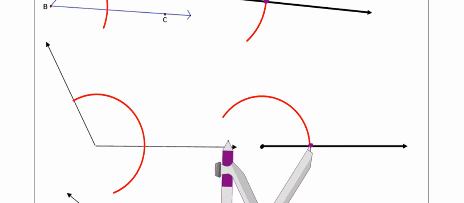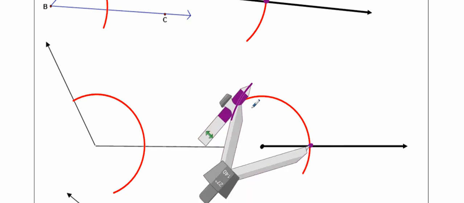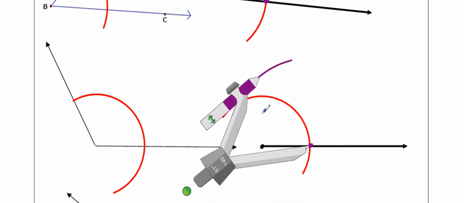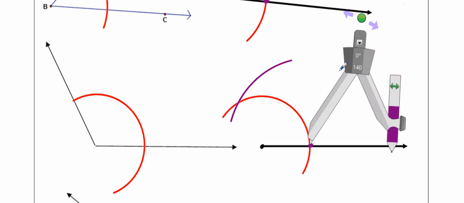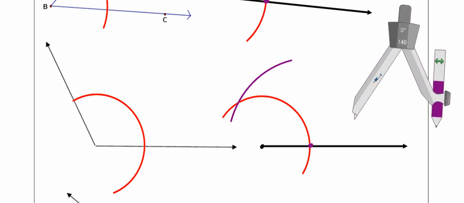Now I want to go ahead and use that compass setting to get my new arc in there. And I'm going to find the spot where those two guys intersect. And then use my straight edge to go ahead and connect the vertex to that point of intersection. It's important to remember as you're completing these constructions that you leave all construction marks on your paper.